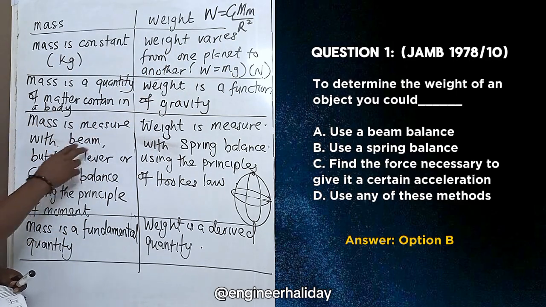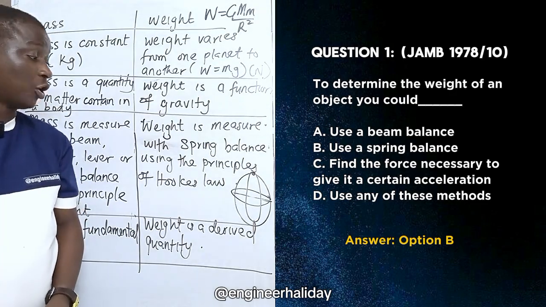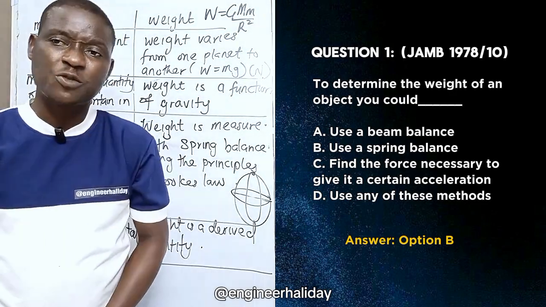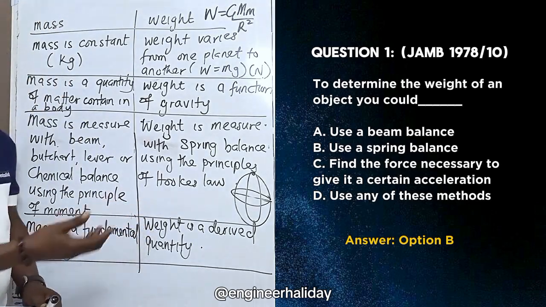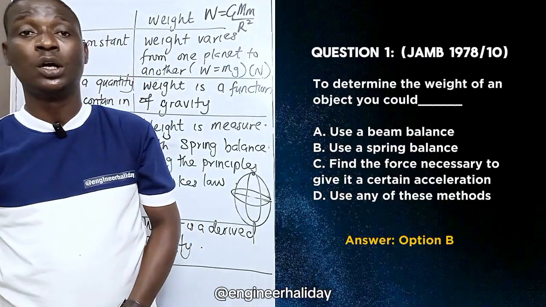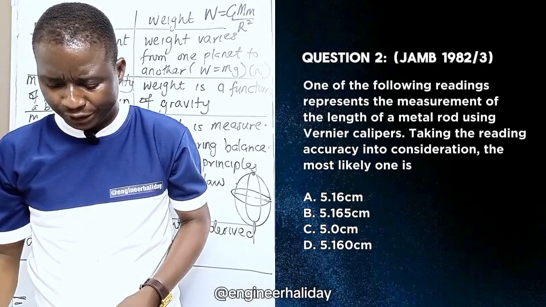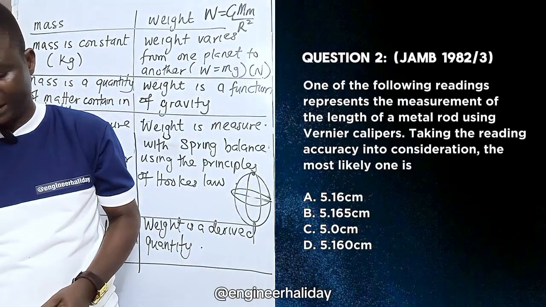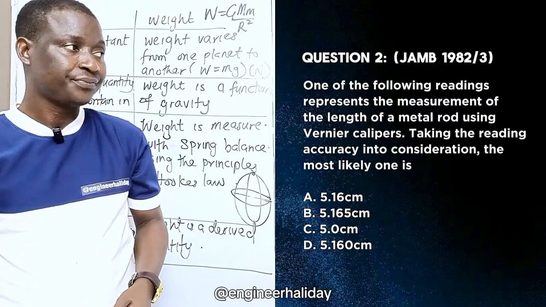Mass is measured with a beam balance, butcher balance, lever balance, chemical balance, using the principle of moment, while weight is measured with a spring balance using the principle of Hooke's law, and many more. Weight is a derived quantity while mass is a fundamental quantity. Let's go to number 2 quickly. It says, one of the following readings represents a measurement of the length of a metal rod using a vernier caliper.